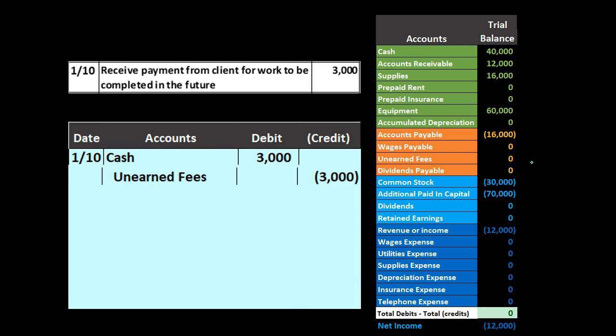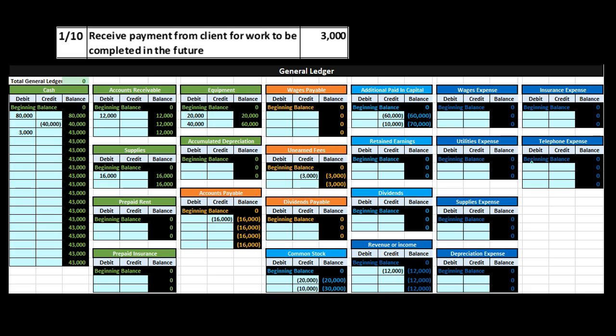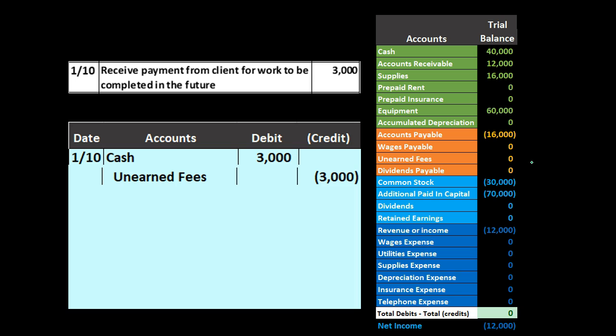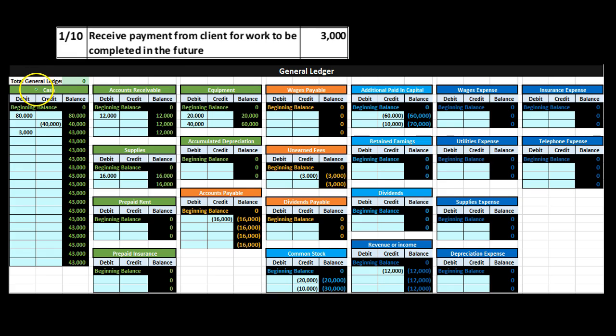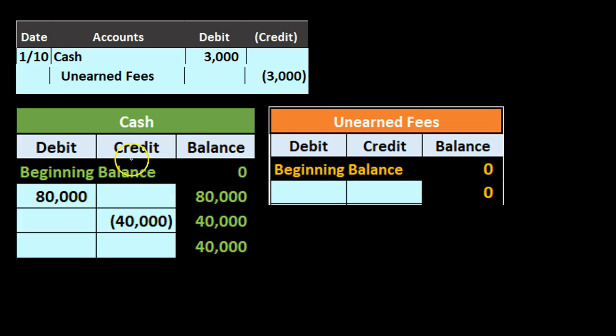If we look at our general ledger then, posting this to the general ledger, we're looking for this account and cash. It's going to be in the same order on the GL. So here's our cash account on the GL, and then unearned fees is over here. It's in order: assets, liability, equity, income, and expenses. We're going to zero in on these two accounts and record the activity for them. So here's our cash GL, here's the unearned fees, here's our journal entry. Cash is being debited by $3,000.